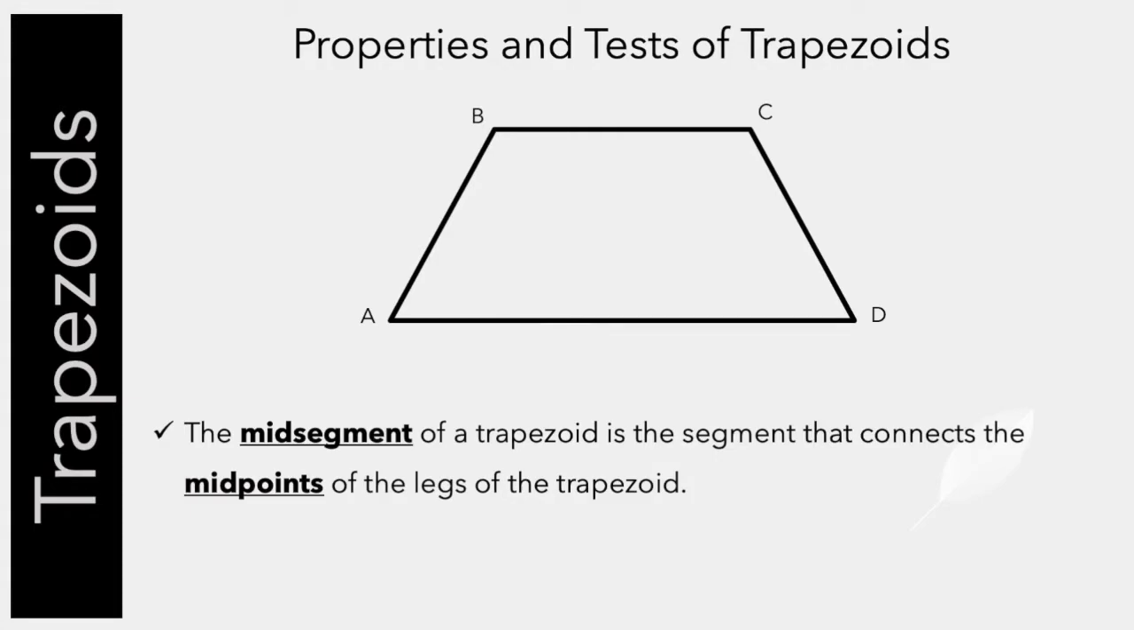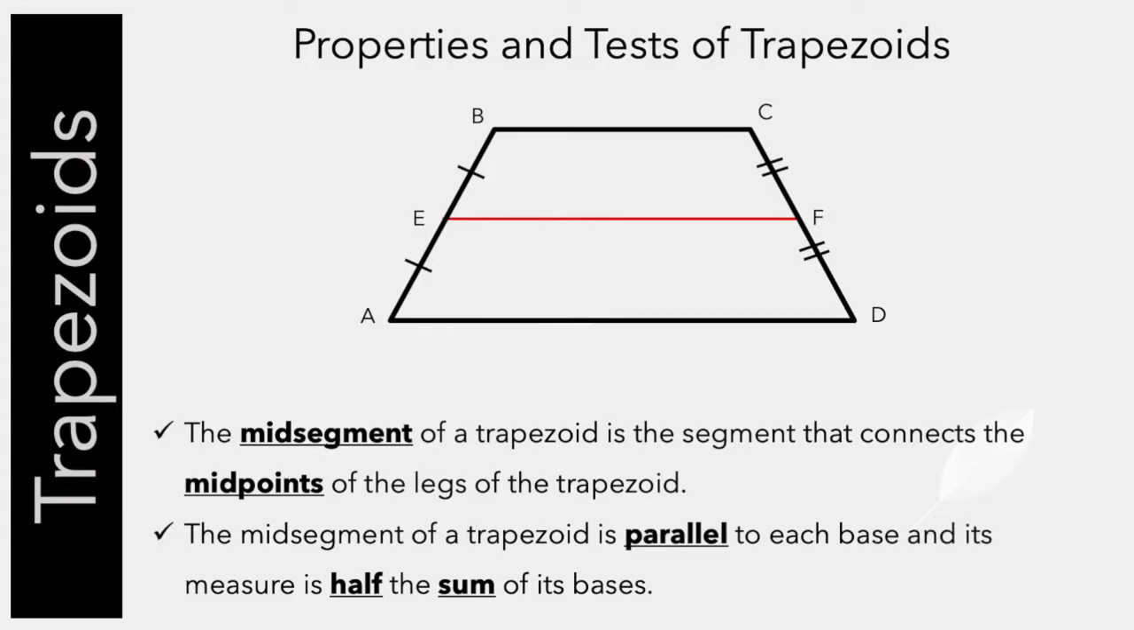And the midsegment of a trapezoid is the segment that connects the midpoints of the legs of the trapezoid. That sounds a bit confusing, but it's like in the middle of the trapezoid, and it cuts the two legs in half. And the cool thing is that the midsegment of the trapezoid is parallel to each base, and its measure is half the sum of its bases. Or you could say the measure of the midsegment is like the average of the bases. So let's put that into practice.